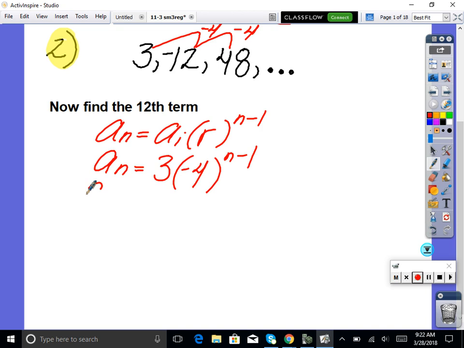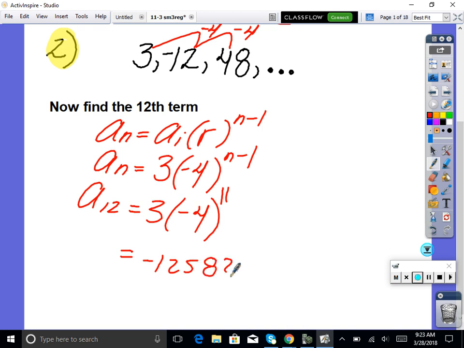It says find the 12th term, a sub 12. 3 times -4. I saw a lot of you skip right to it. 12 minus 1 is 11, and then you typed it in and got, it's a big number, so just -125. Okay, awesome. Anybody confused? Good job. I was impressed. A lot of you got it right.